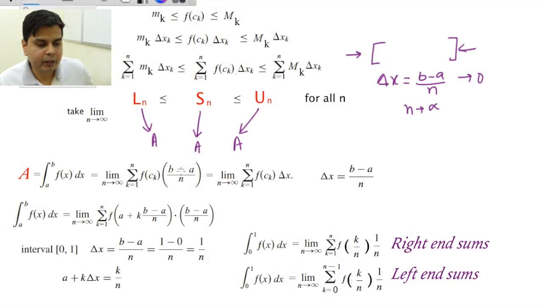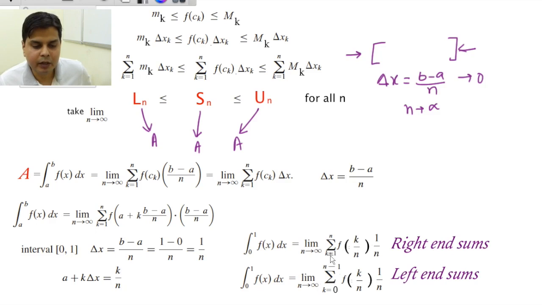This is equal to the limit n tends to infinity of f(c_k) times (b minus a) by n, and delta x is equal to (b minus a) by n. If I am taking, say, my interval as 0 to 1, then I can put a equal to 0 and b equal to 1. I will get delta x as 1 by n, and this thing will become k by n. So if I use this in the formula, the integral from 0 to 1 of f(x) dx equals the limit n tends to infinity of the sum from k equal to 1 to n of f(k by n) times 1 by n. This is the right hand sum.